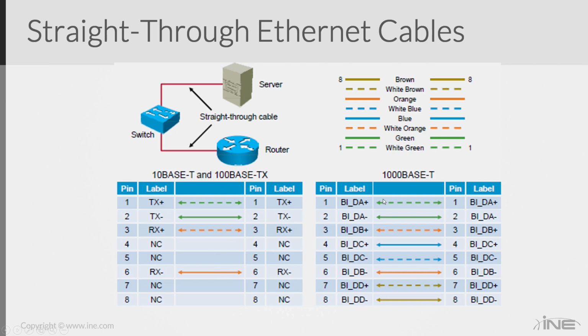Now over here for gigabit, if you wanted to run gigabit, you'd have to go in here and set it up in such a way. You would see this where you'd go green stripe, green, orange stripe, blue, blue stripe, orange, brown stripe, brown.